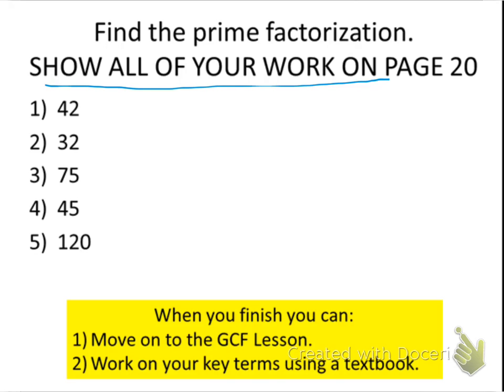When you are finished, you can do one of 2 things. First, you can move on to our greatest common factor lesson, which you have the video sheet for and is posted under Monday's class. Or you can work on your key terms using your textbook or using your cell phone. It's not an option not to do anything. You need to do one of those 2 things.